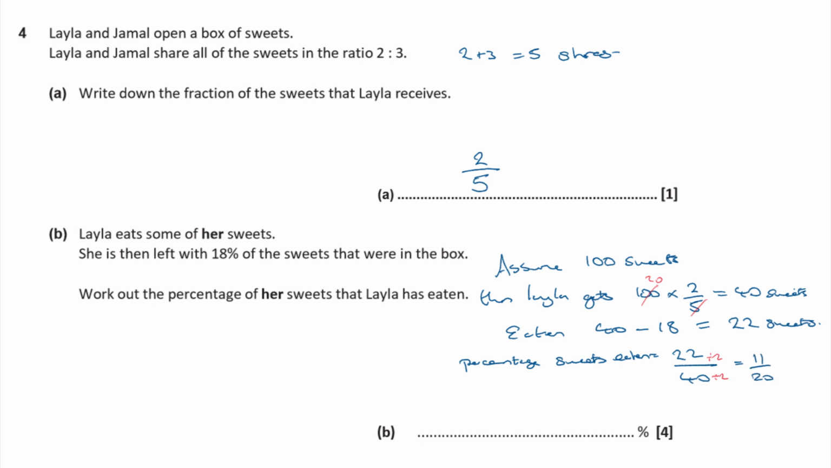And then if I times that by 5, I'm going to get that as a fraction over 100. That's 55 over 100. And then 55 over 100, I can definitely write as a percentage. It's 55% then, isn't it?